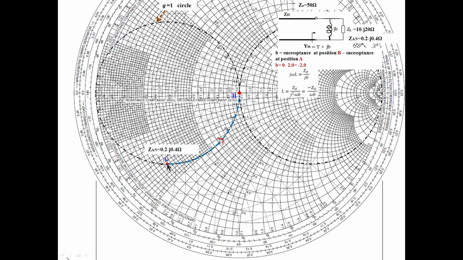From here we can also move on the resistance circle. Which resistance circle is passing? This is the 0.2 resistance circle passing through our point. But if I move on the resistance circle like this, I do not reach the center of the Smith chart. It is going somewhere else. Even if I move in the clockwise direction, it goes like this. It is not reaching the center of the Smith chart.